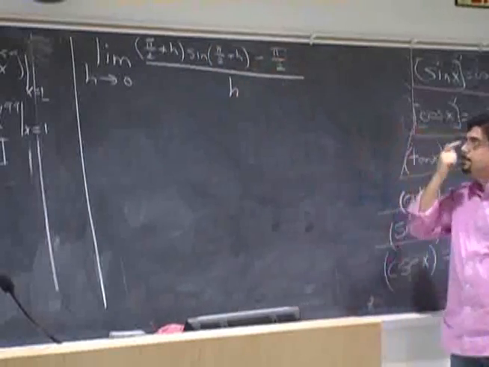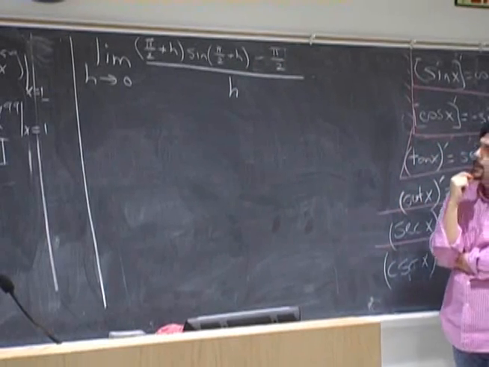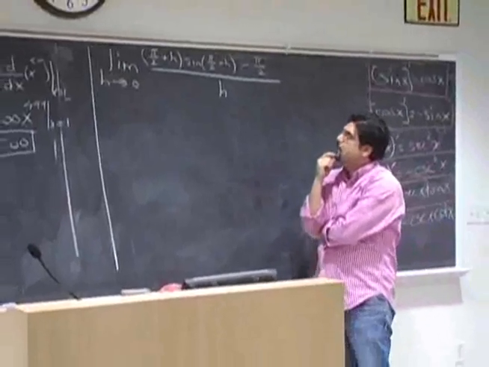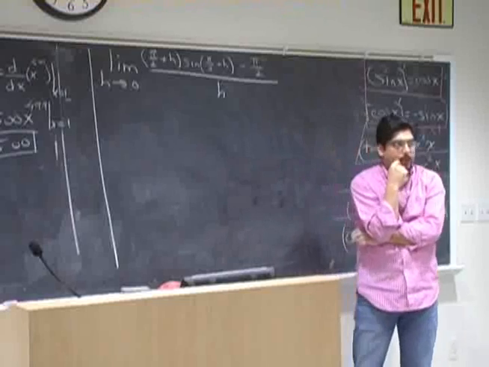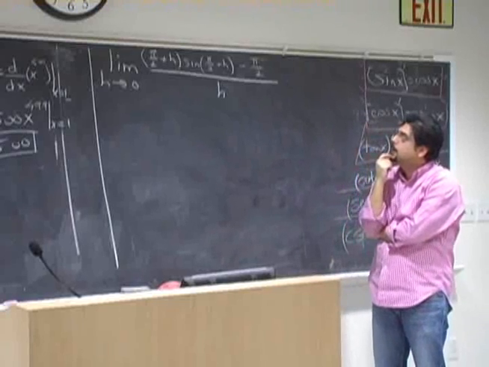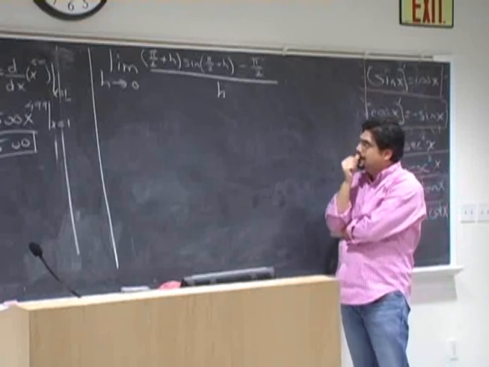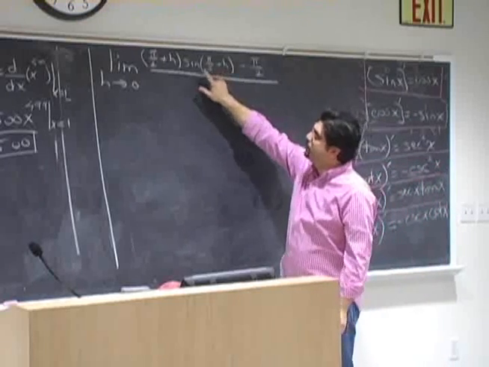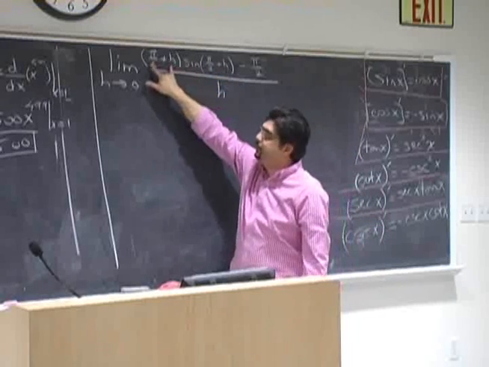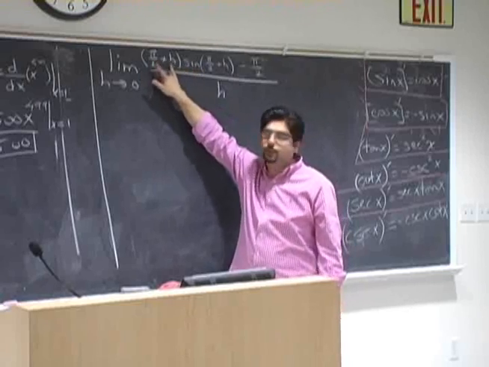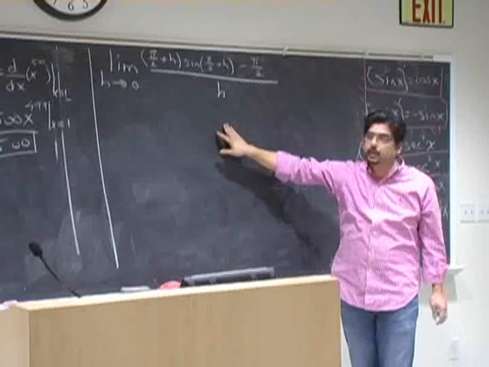Here's another example. Okay. Anyway, the limit as h goes to 0 of (pi over 2 plus h) times sine of (pi over 2 plus h) minus pi over 2, all over h. So again, what happens if you let h go to 0? Let's just try to plug it in here. The numerator would be, this would be pi over 2, so sine pi over 2 is 1. This would be pi over 2. Pi over 2 times 1 is pi over 2. And then that would be 0 over 0, so we couldn't plug it in.